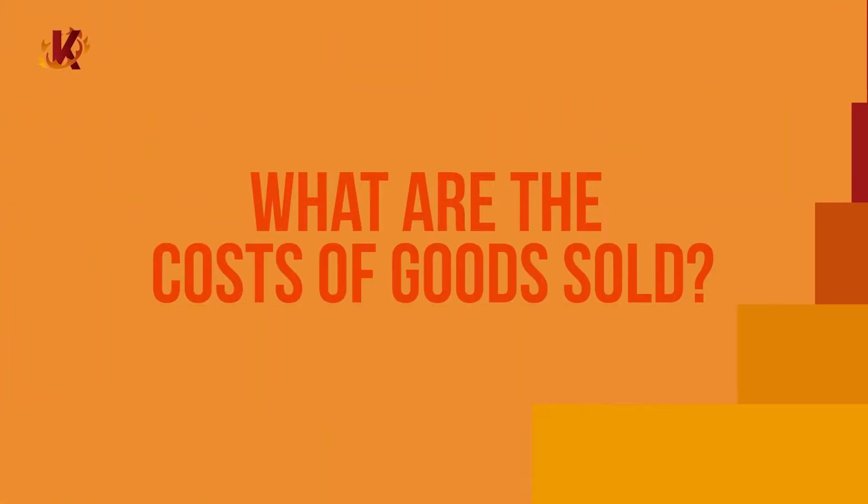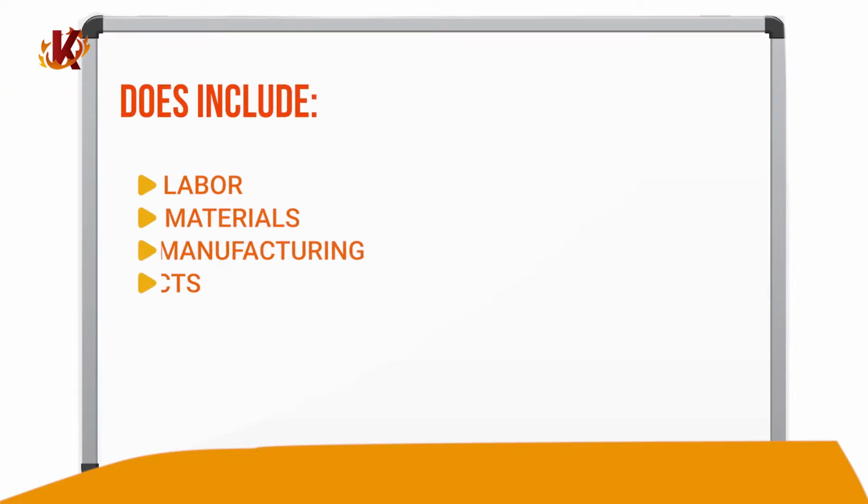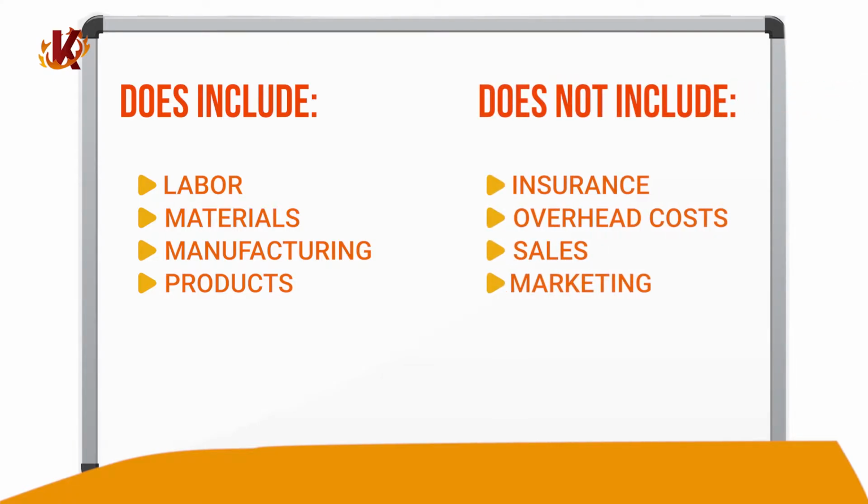But what exactly are the costs of goods sold? Any cost of goods sold refers to money that is directly spent on producing what it sells. Calculating your cost of goods sold will determine your gross profit once it's subtracted from total sales. The common items that are included in these costs are labor, materials, manufacturing, and products. Costs of goods sold do not include any costs that indirectly contribute to sales, including insurance, overhead costs, sales, or marketing. For most retail businesses, cost of goods sold will account for the vast majority of your prime costs.